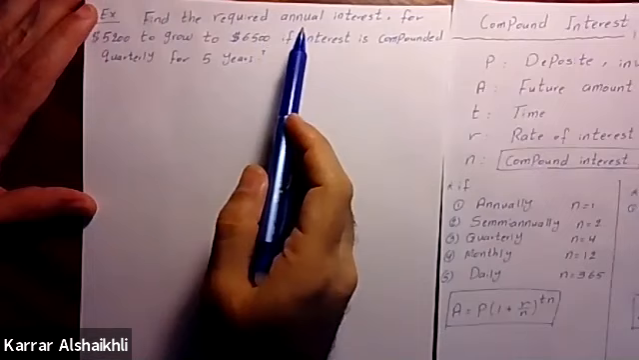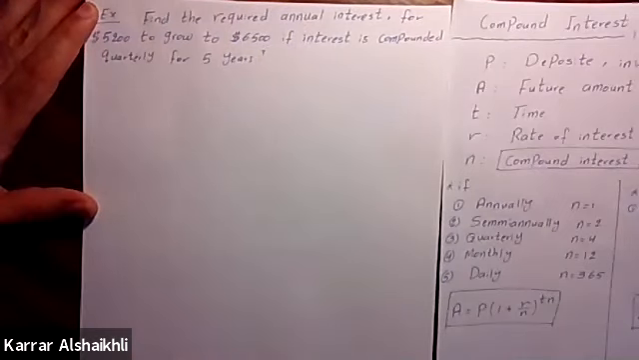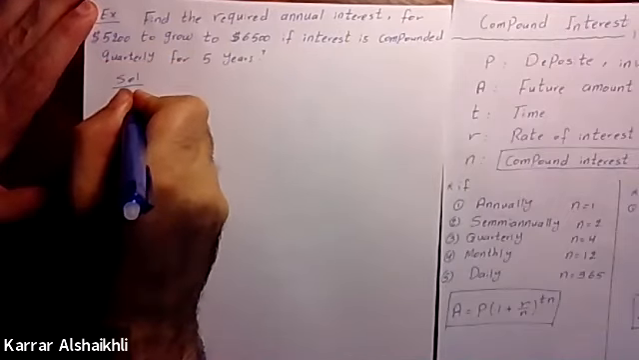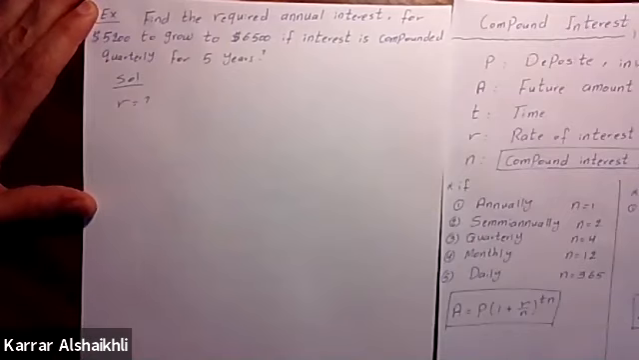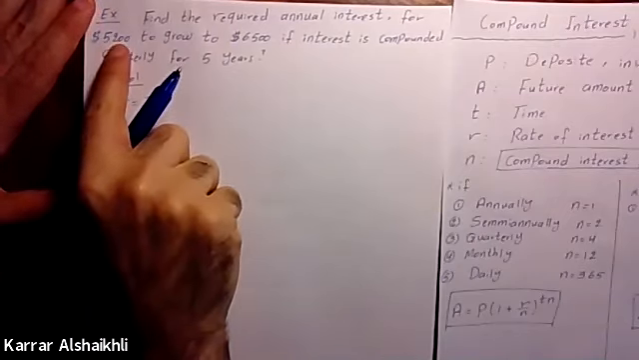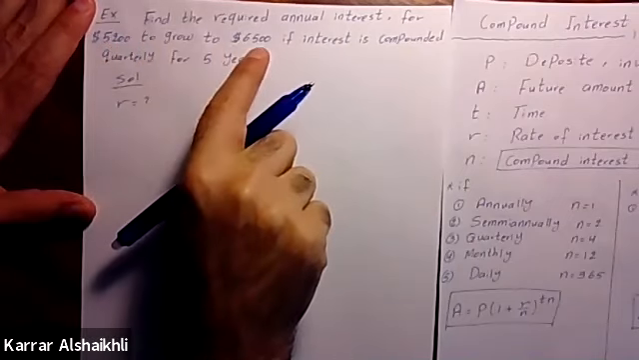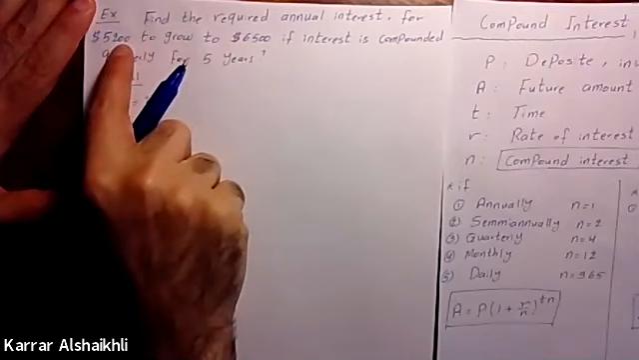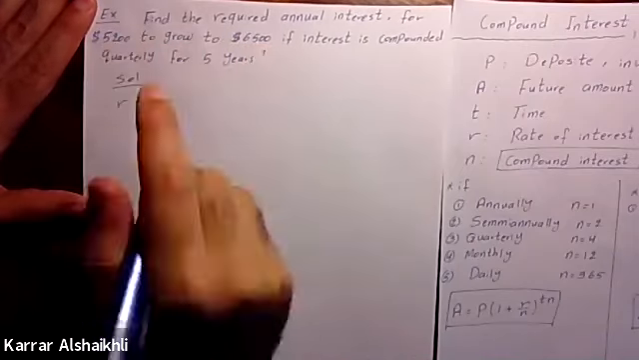Find the required rate of interest. That must mean we need to find the rate of interest, so R is going to be the one we need to find. For 5,200 to go to 6,500, that means this one will go to this one. So this is the investment or the deposit, and this is the future amount.